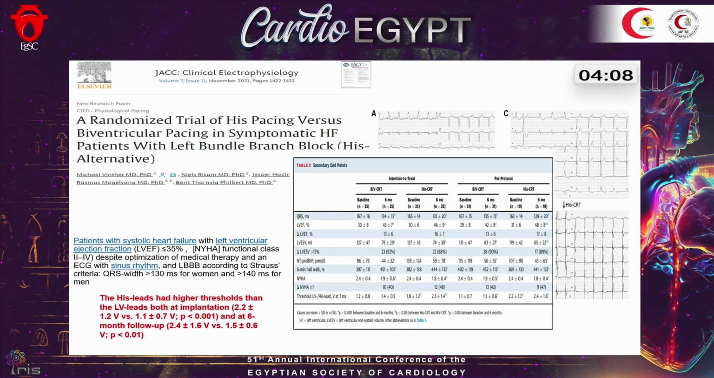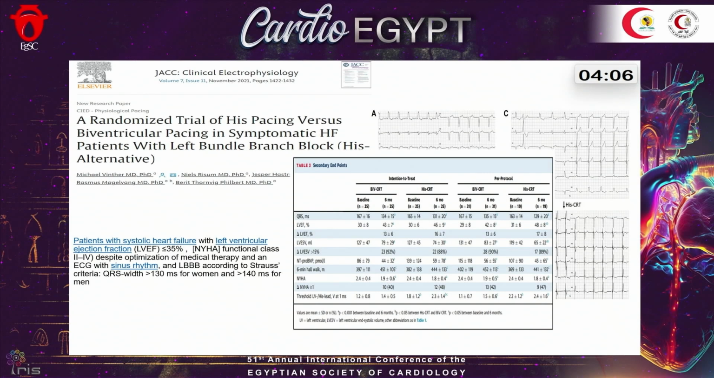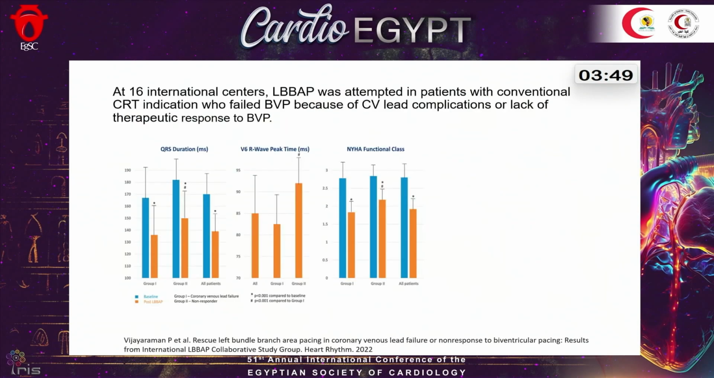His pacing, but the problem of His pacing, and still a considerable problem, is the high threshold. The problem in His bundle pacing is that to capture the myocardium, you need a higher threshold than the CRT itself and the left bundle pacing area. That's why they started to study left bundle area pacing. Why? Because it needs a lower threshold, even lower than the CRT, with good stability of the leads and good sensing.